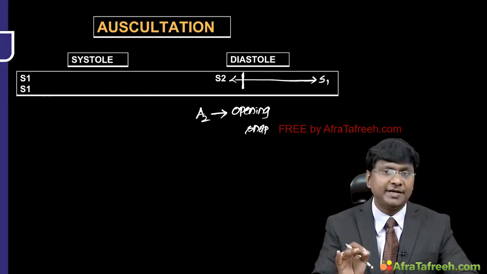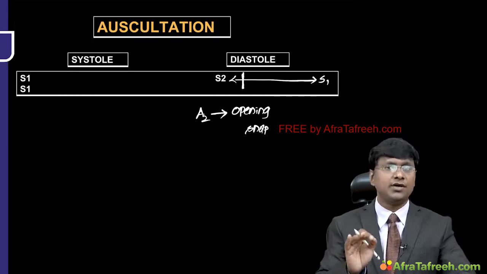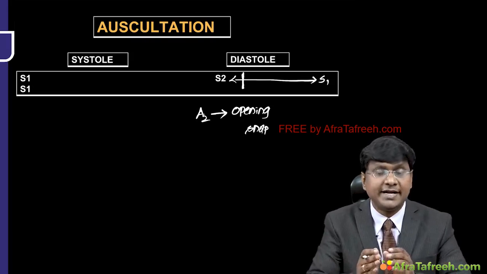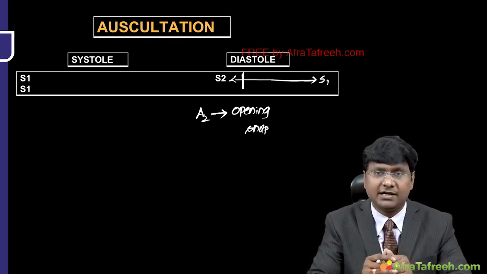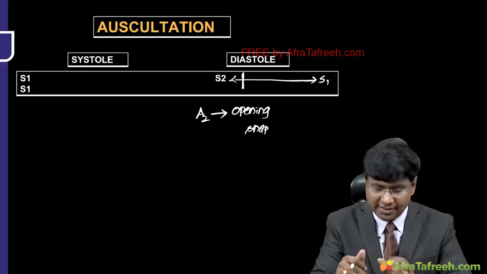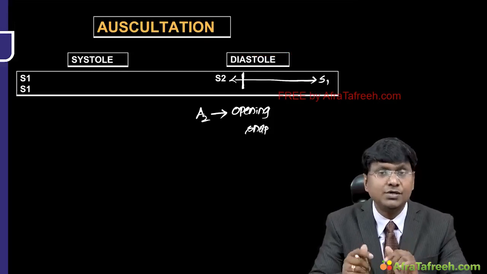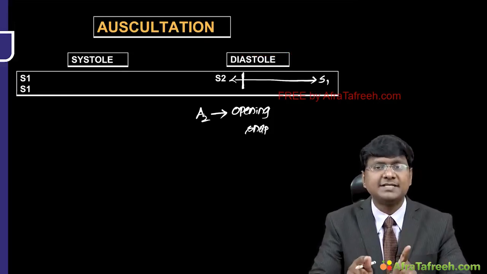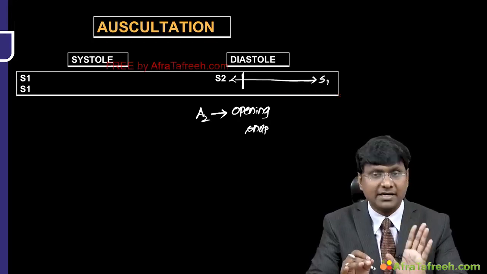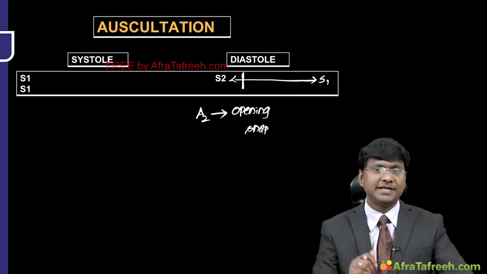Now, why is there an opening snap, and why is it not seen in a normal individual? In mitral stenosis, the valves which are getting opened are thick, rigid mitral valves. When these thick, rigid mitral valves open forcibly, that gives you an additional sound, called the opening snap. So the opening snap is due to forcible opening of rigid, thick mitral valve leaflets.